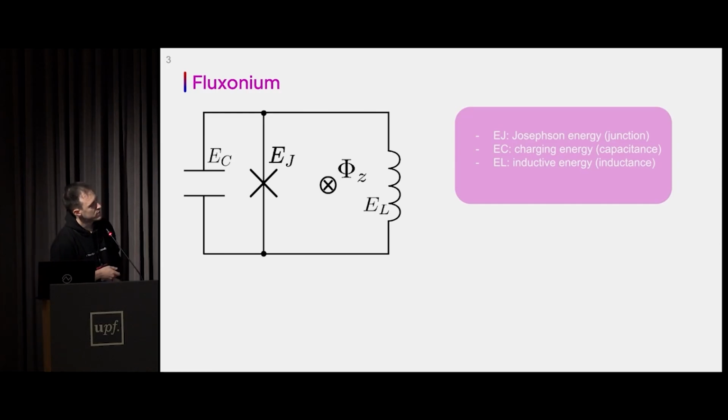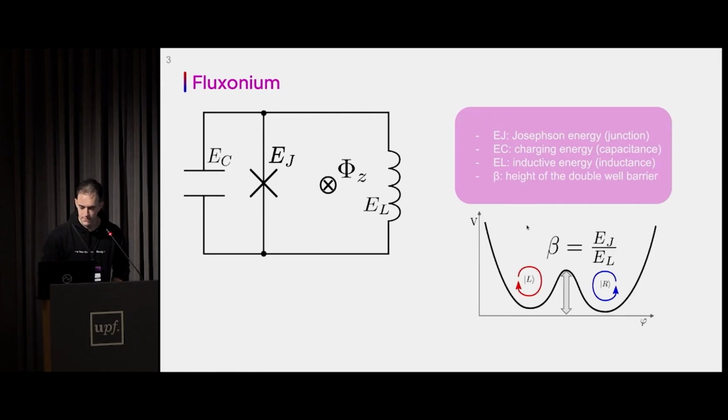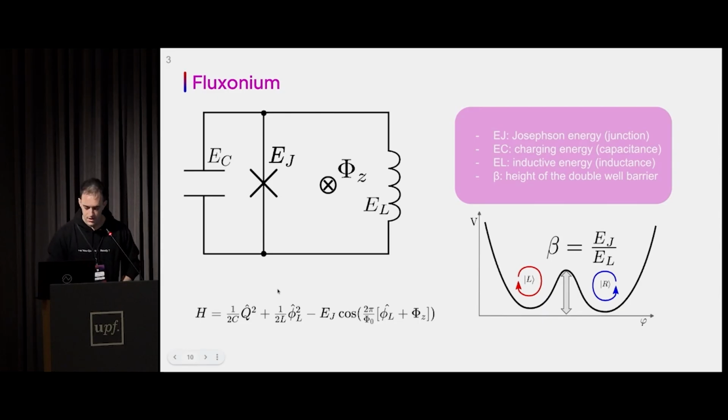Again, in the fluxonium we have the Josephson junction, we have a capacitor, and we have an inductor. The associated energies are the Josephson energy, the charging energy, and the inductive energy. Then we also have this variable, beta, which is the ratio of the Josephson to the inductive energy of the qubit. This beta is actually proportional to the height of this double-well potential, the barrier that separates the two wells.